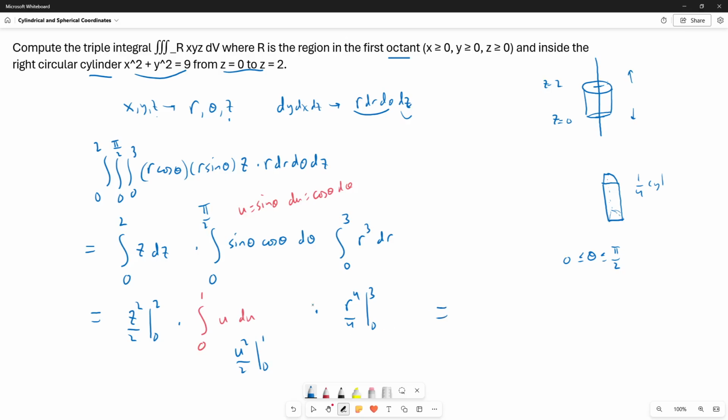And so altogether, this one is 2 squared over 2. Here we get 1 squared over 2, which is a half. And here we get 3 to the 4th over 4. And 2 times a half is 1. So the answer is 3 to the 4th over 4, which is 81 over 4. Final answer.